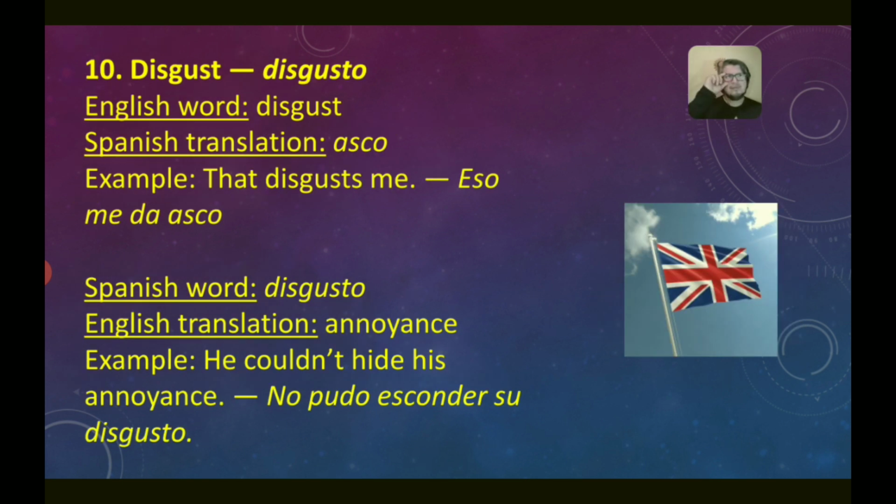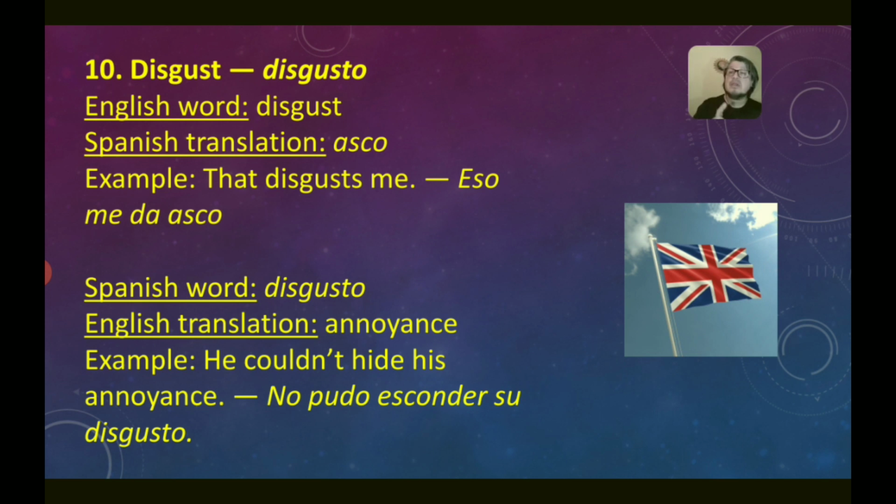Disgust. Another common mistake. You disgust me. You have produced me a very big disgust with your behavior. Disgust is not disgusto. Disgust is asco. So be careful with that. And disgusto is annoyance. You have made me feel very annoyed. This was a really big annoyance from you with your attitude. But never disgust. That is asco. So it's something really different.